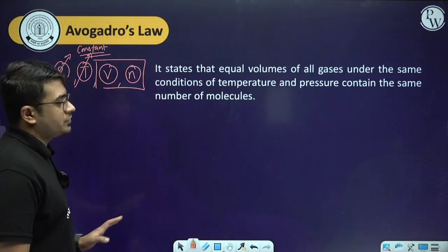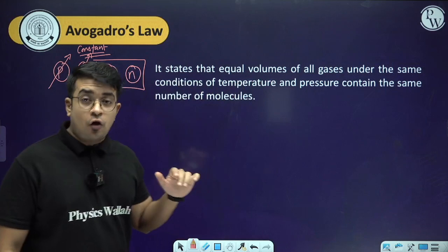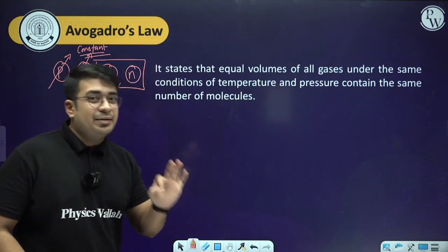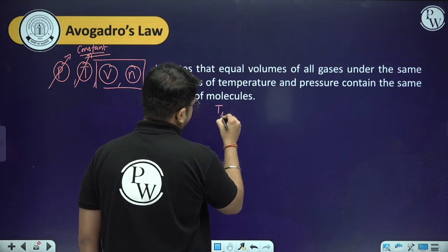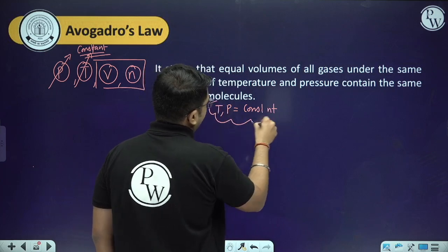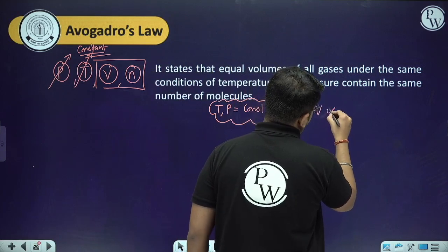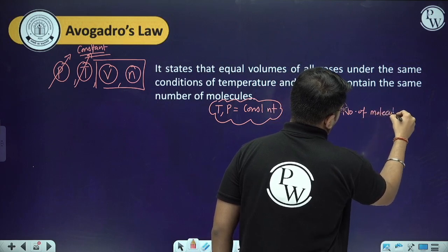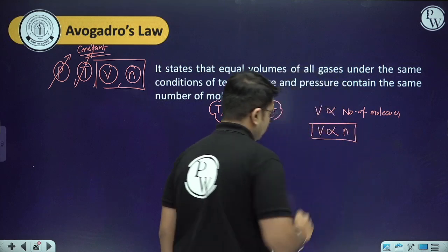So that's why we have a specific rule which is known as Avogadro's law. What it simply states is that equal volume of all gases at same condition of temperature and pressure always contains same number of molecules or same number of moles. Always remember that the temperature and pressure should remain constant, and at this condition you can say that volume is directly proportional to number of molecules of the gas, or you can say that V is directly proportional to number of moles.